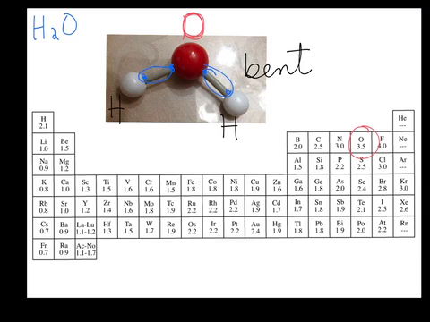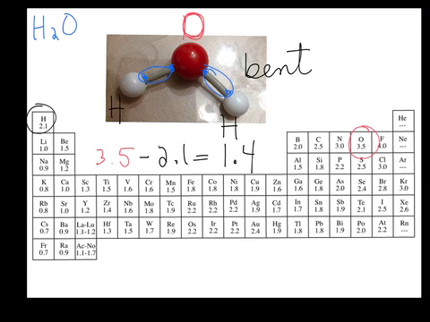Now that you've figured that out, let's take a look at oxygen. Of course, electronegativity of 3.5. Hydrogen, electronegativity of 2.1. So if we do the difference here, 3.5 for oxygen minus 2.1 for hydrogen, we're going to get 1.4. Obviously, 1.4 is greater than 0.5.